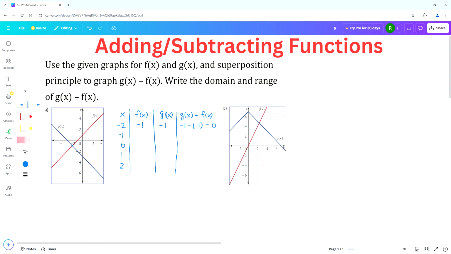The next x value is -1. At x equals -1, f(x) is equal to 0, this point on the red line. At x equals -1, g(x) is equal to -2, this point on the blue line. So at x equals -1, g(x) minus f(x) is equal to -2 minus 0, which is equal to -2.